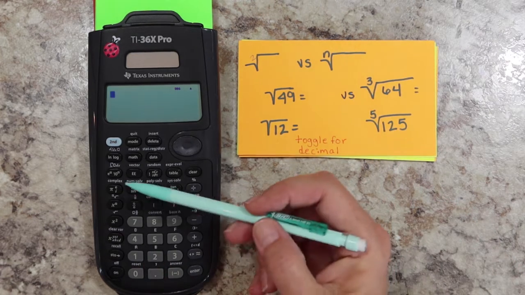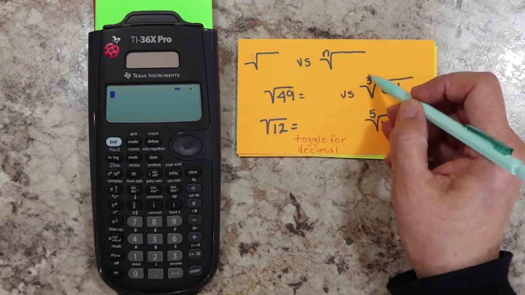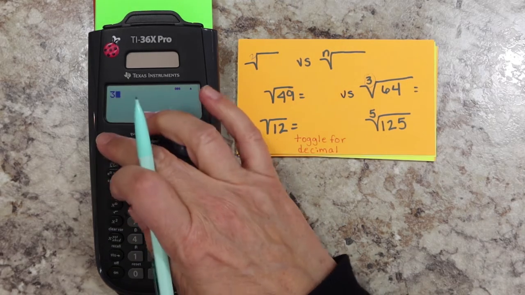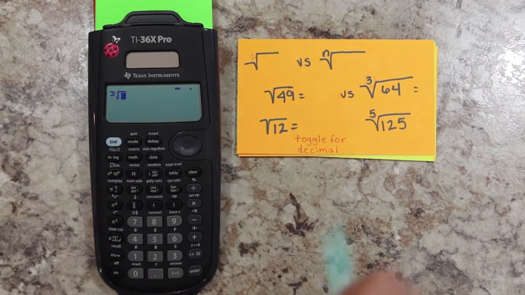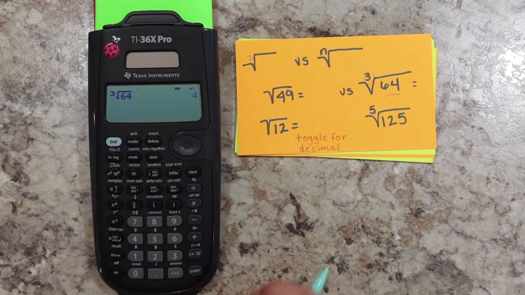Well, I'm going to use this function right up here. Now you need to hit your index first. So I'm going to hit the 3, then second, this button, then I'll enter my radicand, 64, and hit enter.